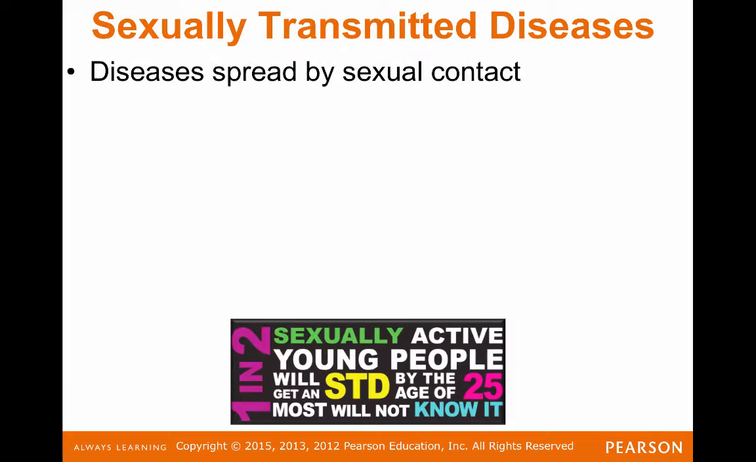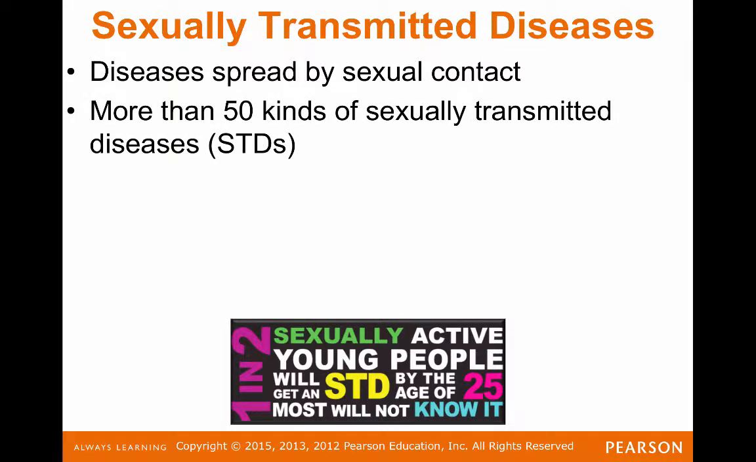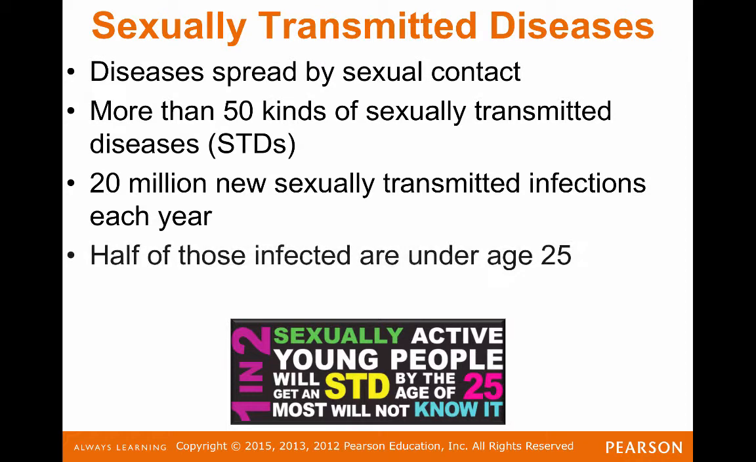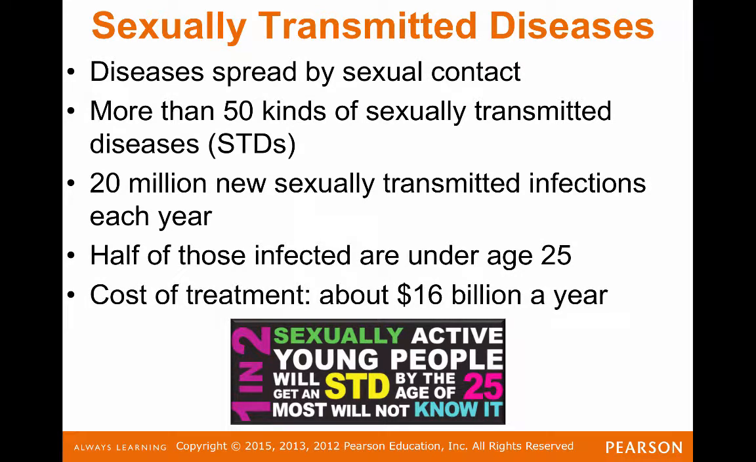When it comes to STDs, obviously these are diseases that are spread by sexual contact. There's more than 50 kinds of STDs or STIs, including gonorrhea, syphilis, herpes, all the ones you've seen those weird commercials for. There's 20 million new sexually transmitted infections each year, and half of those infected are under age 25. So this is an important topic within a college course, right? So the cost of treatment to taxpayers is about $16 billion a year. So it is definitely a social problem. So we're going to talk about a few of those specific ones in a moment.